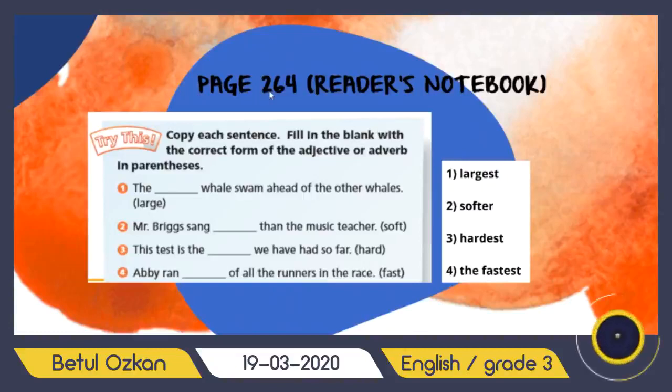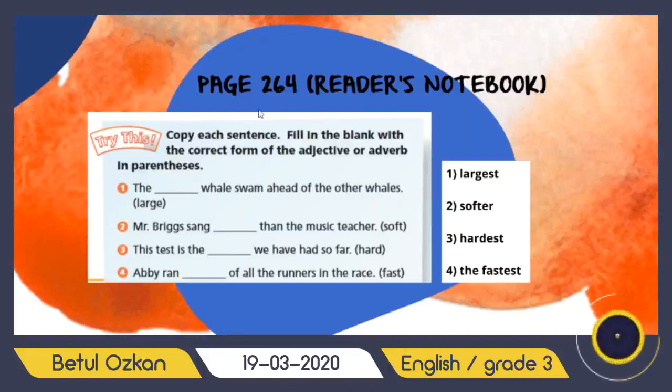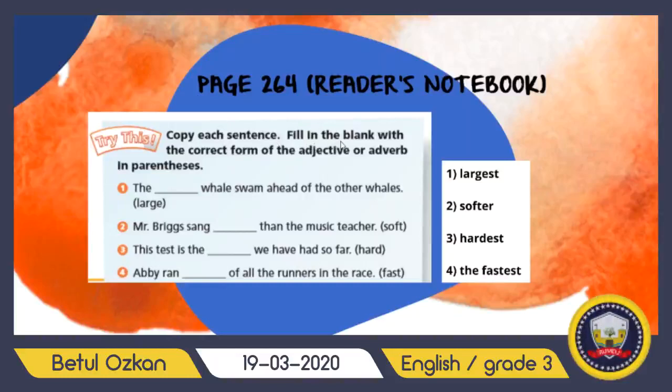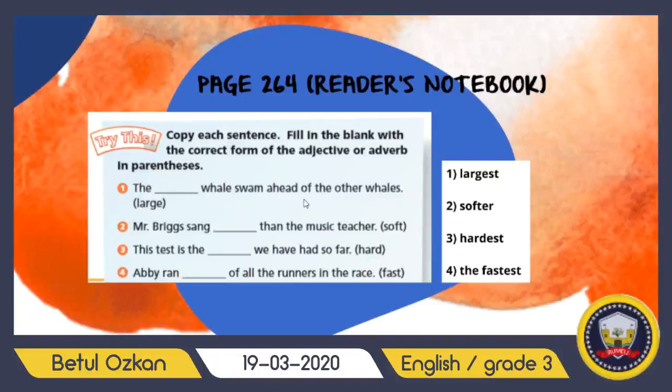Please open page 264 from your reader's notebook, from your big book. So let's read the question together. Copy each sentence. Fill in the blank with the correct form of the adjective or adverb in parentheses. It says the whale swam ahead of the other whales. So large is given to me.